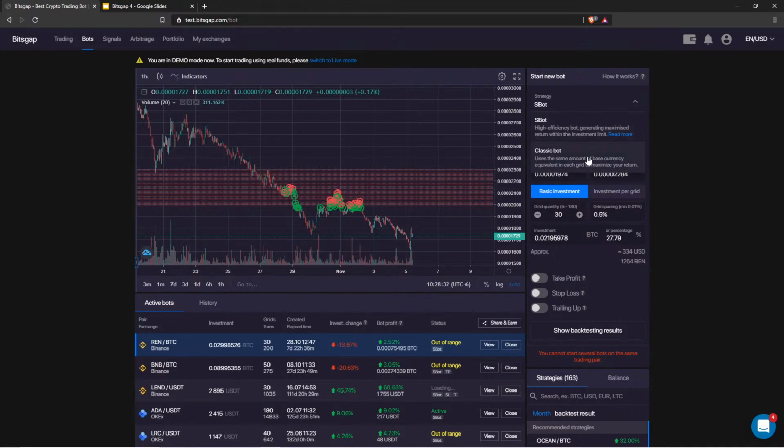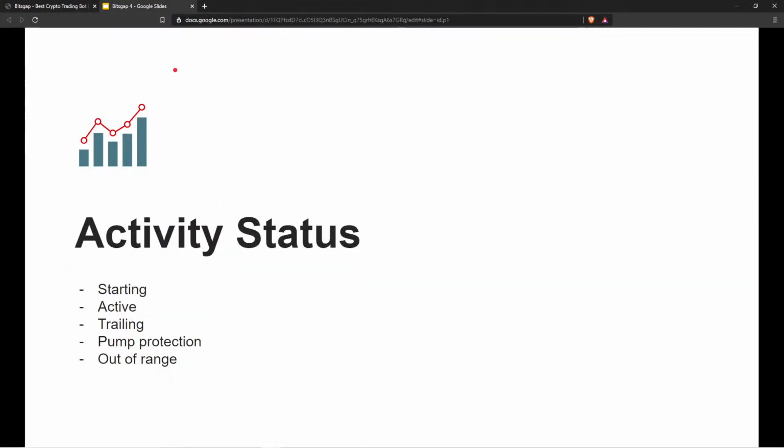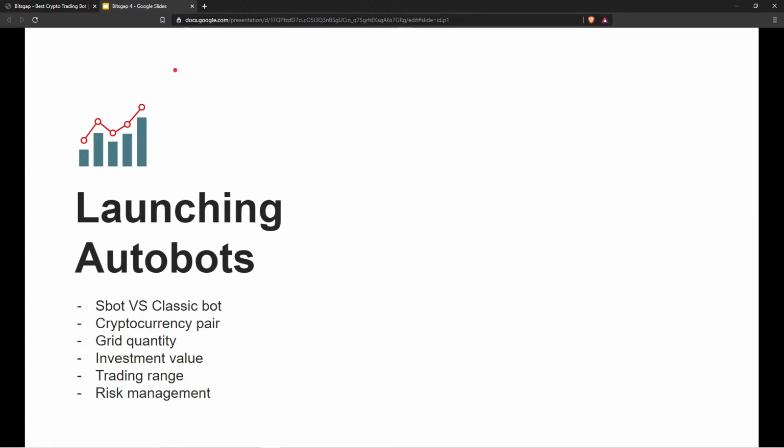Now is the time to explain what makes the Autobot different from the classic bot. Well, the difference is basically in the way they distribute your investments. I hope that I have this example. No, actually I don't have it.